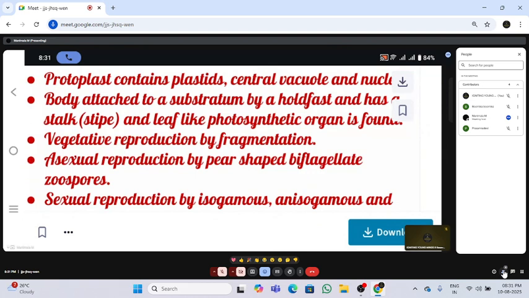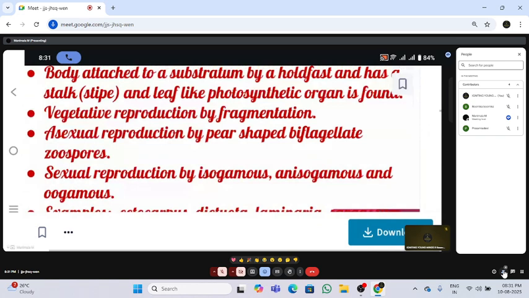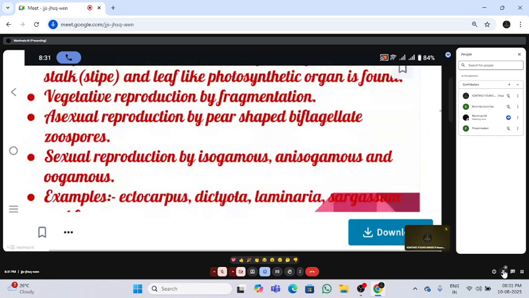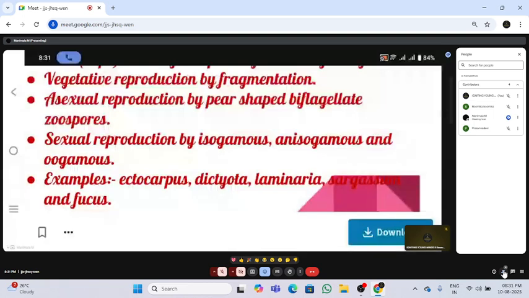Flagellata is present. Sexual reproduction, if you see, is isogamous and oogamous. We know isogamous, you know what is that? Two morphologically, physiologically similar gametes. And also anisogamous: small, large, small, more active, larger, less active gametes fused together. And oogamous, what is that?